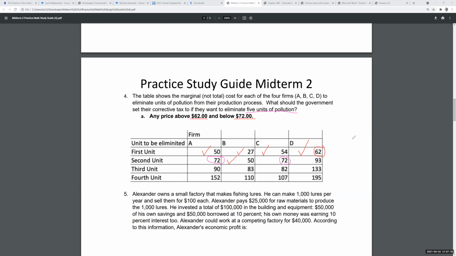Thank you. Okay, so number 8 from the midterm exam. Okay, so let me see which midterm exam that was.